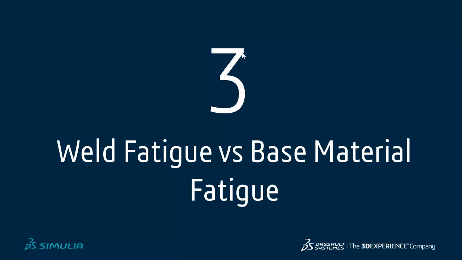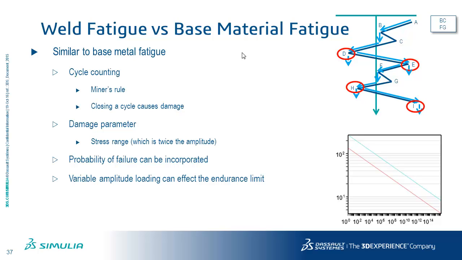Right, what's the difference between welds and the base metal? This is perhaps something that is not entirely understood by all analysts, so I'll go through the differences fairly quickly. What's similar? First of all, we use the same cycle counting. We use the Rainflow cycle counting algorithm for converting to cycle counts. We use the Miner's rule to sum up the damage. So it's the same as for the base metal.